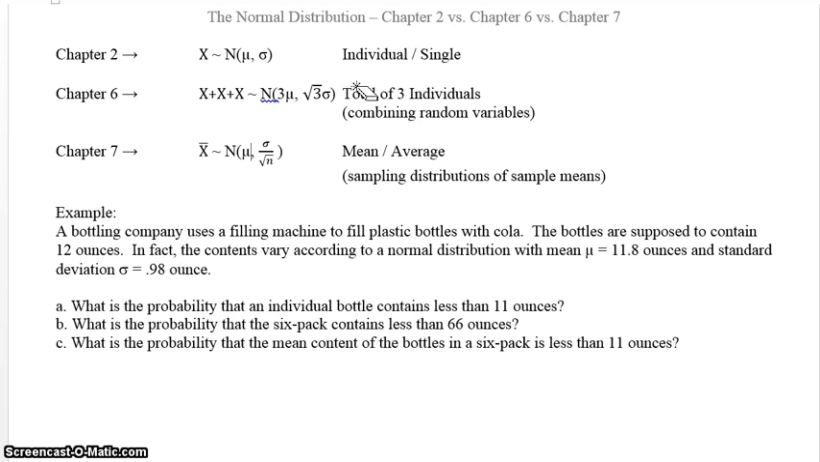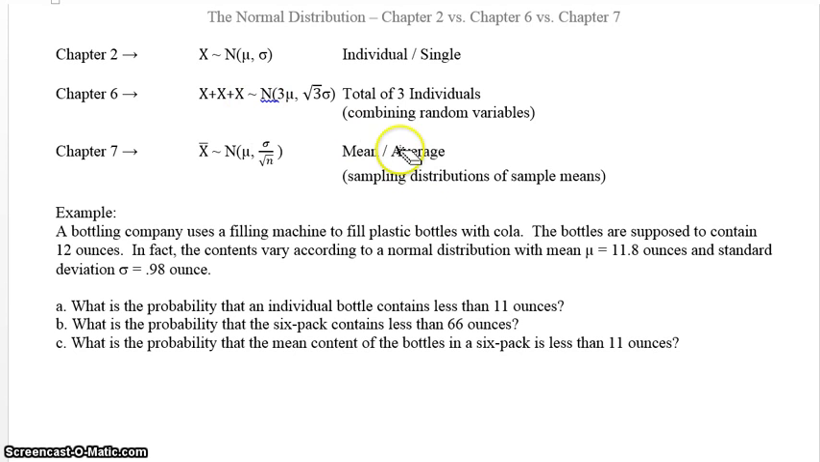In Chapter 6 we combined random variables. So in Chapter 6 we were putting 3, 4, 5, 6 multiple random variables together and then calculating a probability based on that. In Chapter 7, we were looking at the average or the mean of multiple samples.